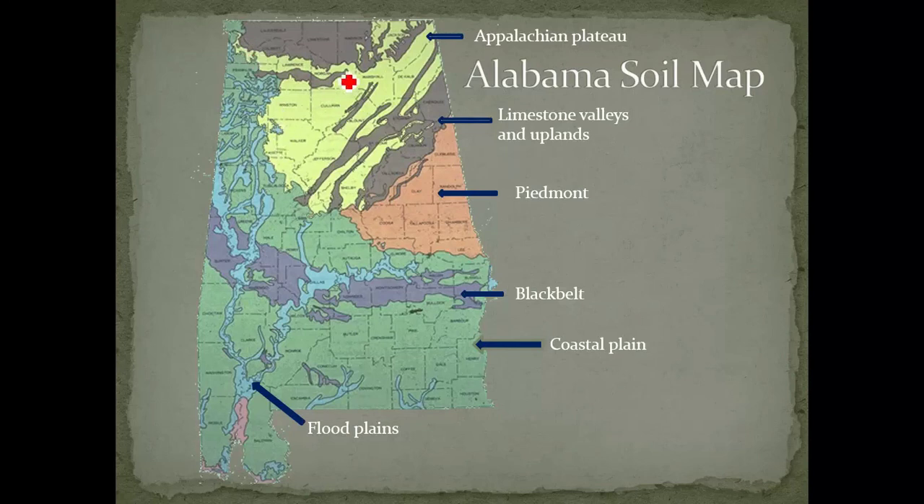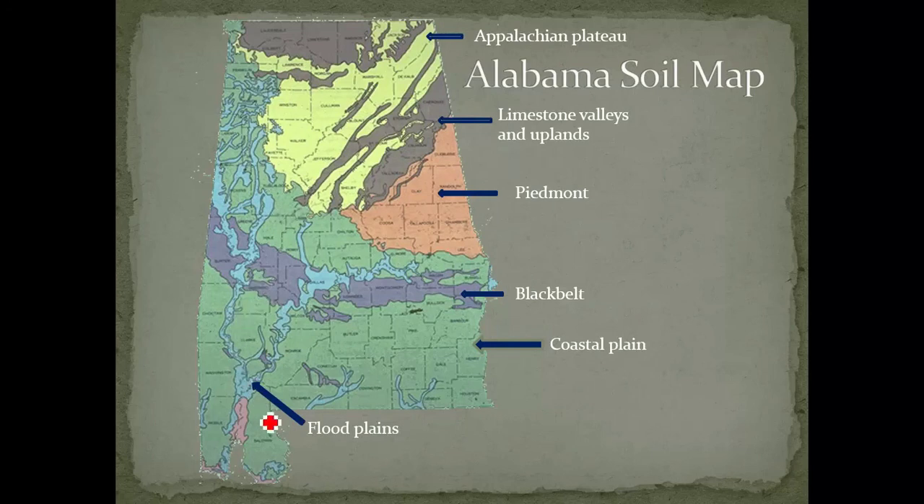The Black Belt soils are very clay-type soils. They have a very high clay content. This is generally considered to be the Black Belt area of Alabama, but it also goes over into Mississippi as well, almost all the way across Alabama, and you can find patches of Black Belt over in the eastern sections. You have your Piedmont, basically the foothills of the Appalachians here, your limestone valleys and uplands, and your Appalachian plateau soils. And the little blue areas are your alluvial floodplains.